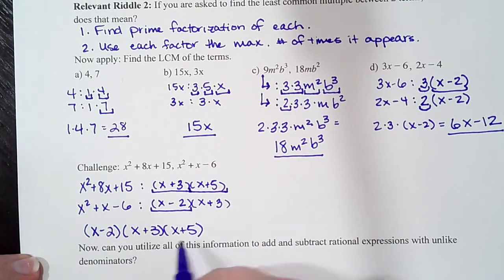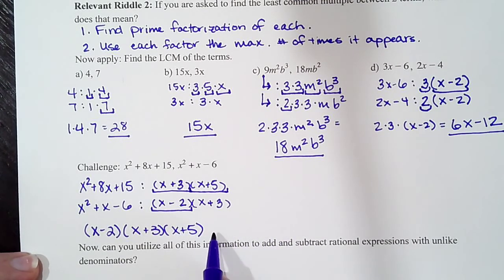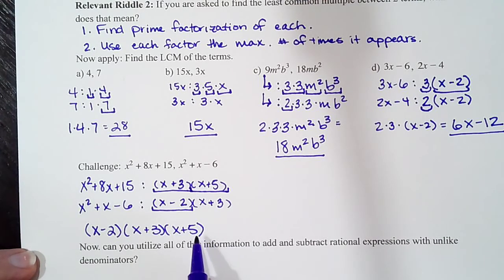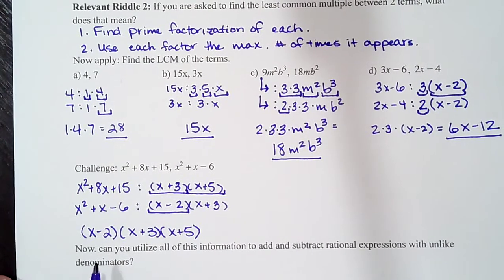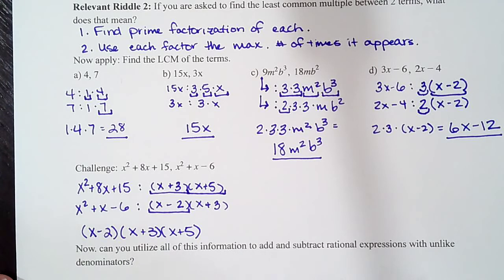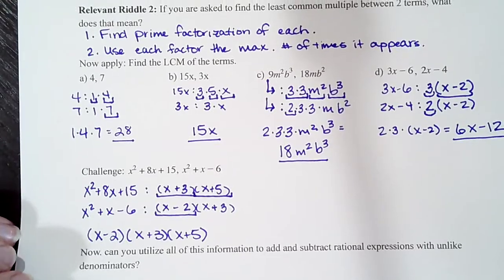I know that looks really big. You could multiply this out now and get a trinomial. Not a trinomial. In this case, it'd be a polynomial with 4 terms. But I'm going to leave it like this just because all the problem asks for is to find the LCM. It doesn't tell me what form to put it in. But the real question is now, can we utilize all of the information that we just reviewed in order to add and subtract rational expressions with unlike denominators? Well, let's find out.